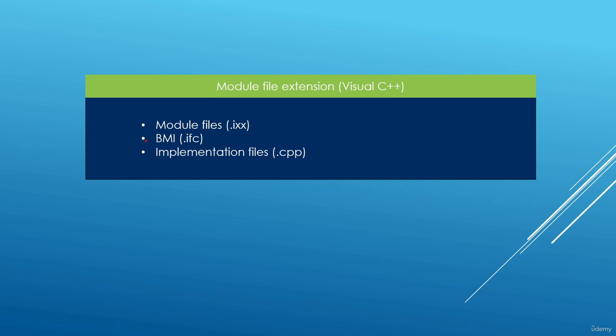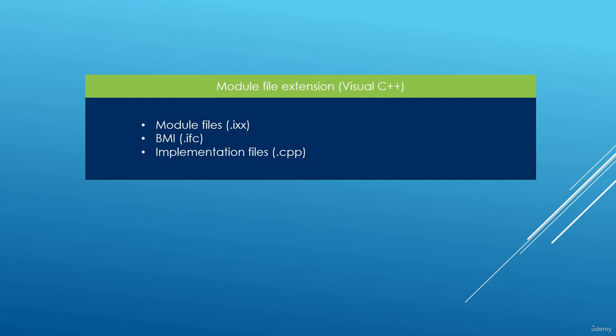In C++20 modules, I would really have liked it if they had one extension for modules across all compilers, but in practice, every compiler is going to have its own preferences. If you are using the Visual C++ compiler from Microsoft, module files will have the IXX extension, the BMIs will have the IFC extension, and implementation files are going to have the CPP extension. This is the practice or the recommendations that we have to follow if we are using this compiler here.